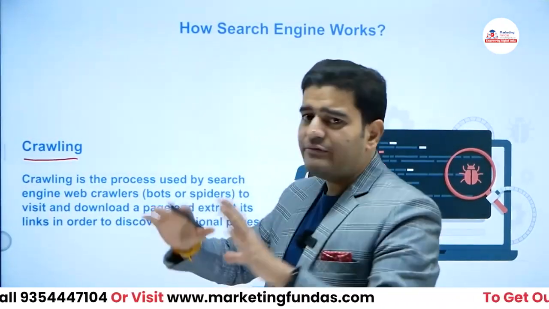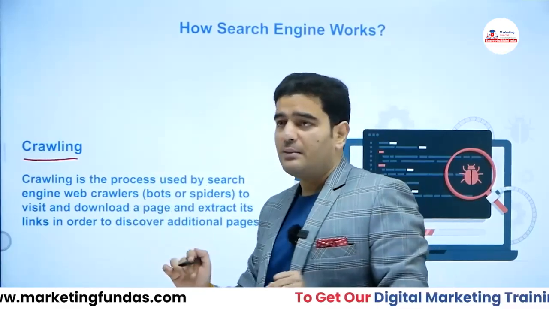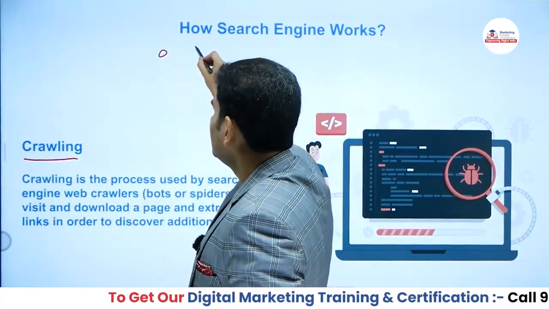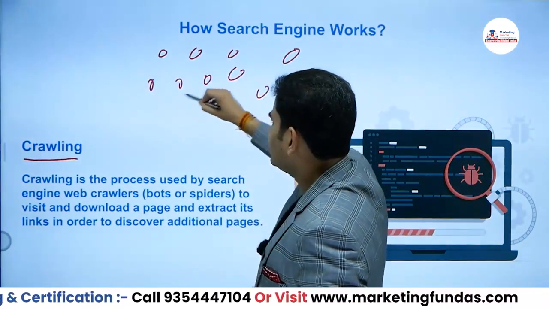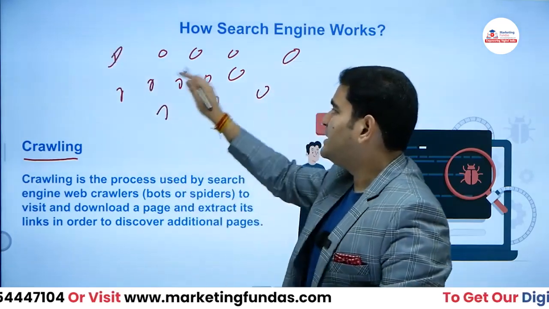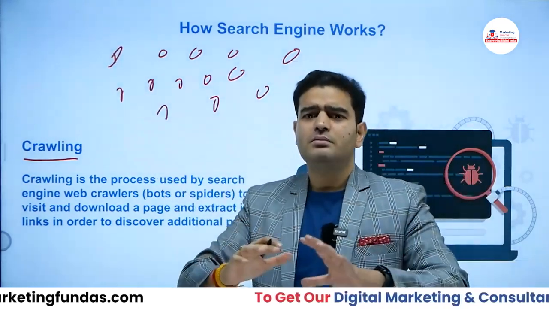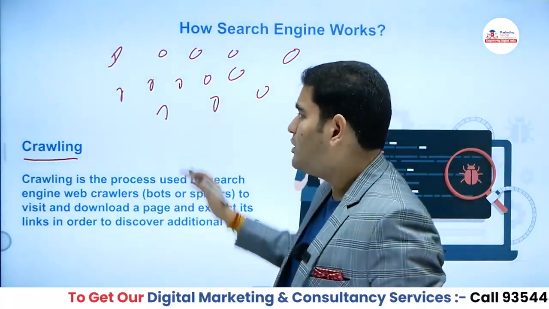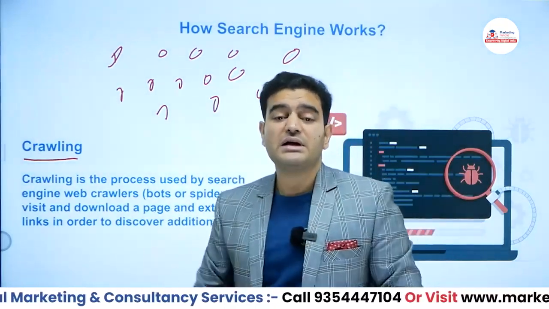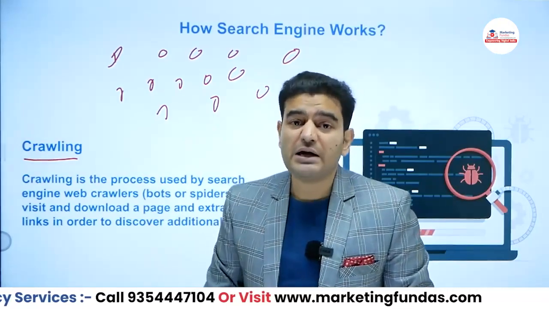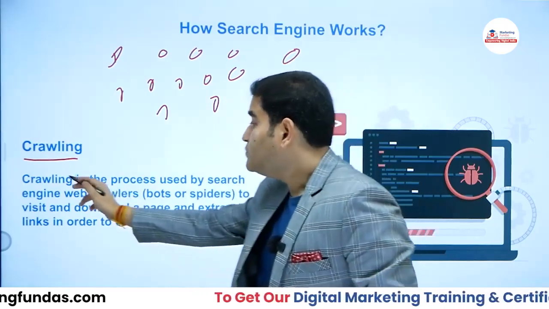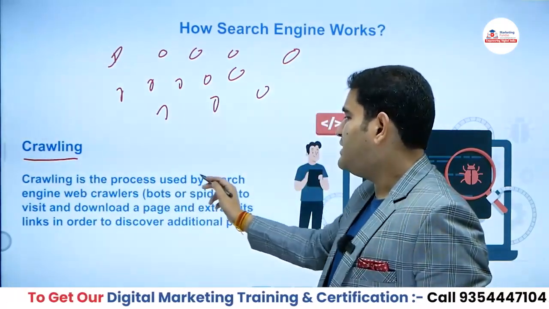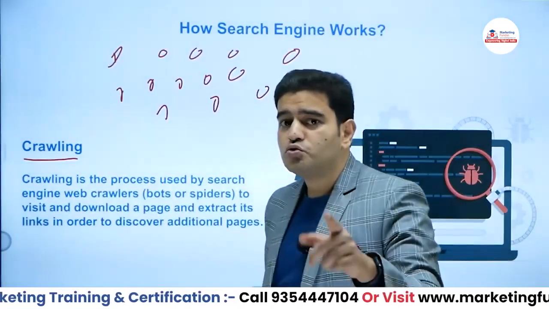Now friends, you know web means the World Wide Web. On the web there are thousands, lakhs, crores, millions and billions of websites and web pages available in this world. And we don't know which new website is being created, or which new page is being added, or what new content is being added. So this process of crawling is used by the search engines.